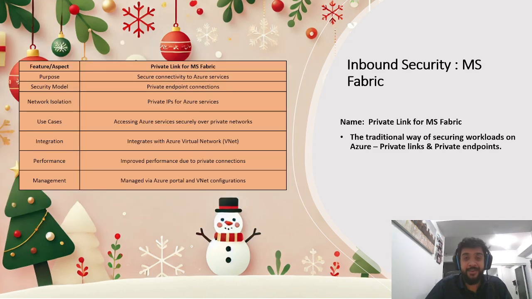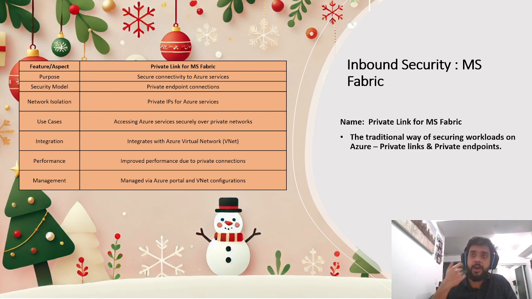Okay, now moving on to the inbound security aspects. So we've been talking about how we secure Fabric connecting to our data sources. And we saw that you can use a trusted workspace and a resource instance rule to make sure that one workspace can securely communicate with a data source, like a storage account.